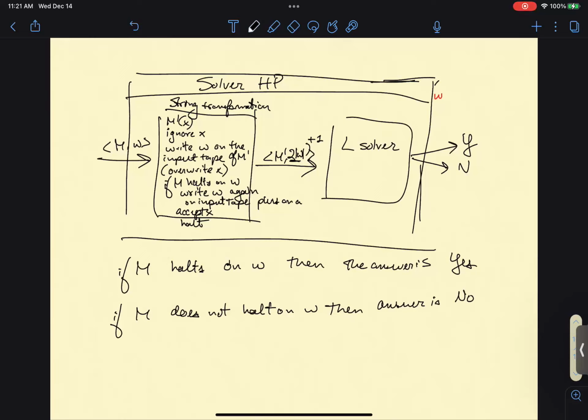How is it not? Non-determinism would mean that it's guessing. It doesn't guess anywhere. It's not guessing if M halts on W. It waits for M to halt on W. Okay, I think it's deterministic, because non-determinism would mean that you're guessing, and you're not. All these steps are deterministic.